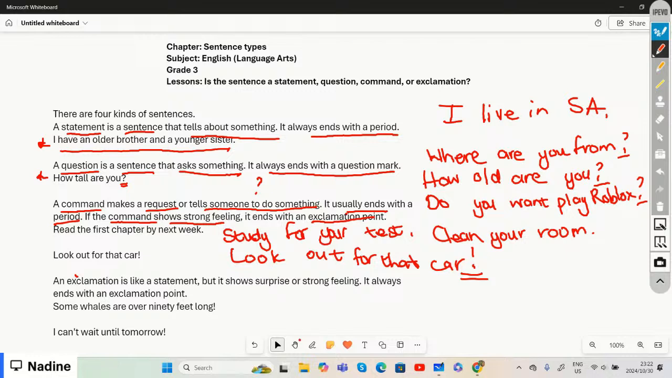And then the last type of sentence is an exclamation sentence. An exclamation type of sentence, right? It is also like a statement, like the first one. So, an exclamation type of sentence is like a statement.